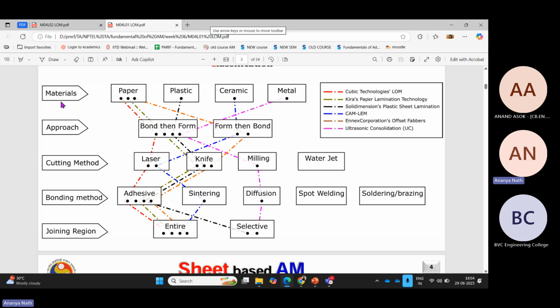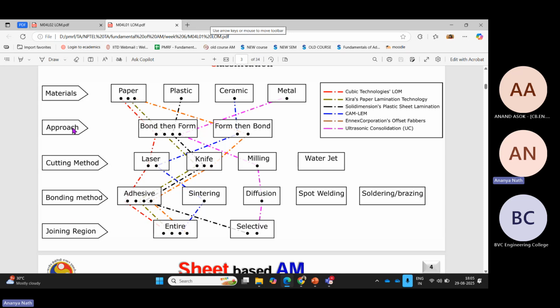So first is, what are the materials being used? What are the approaches to join the material? What will be the cutting method? Sheet lamination is a type of additive manufacturing which also includes a cutting process inside it. That makes it a hybrid manufacturing process where subtractive and additive both are taking place at the same time.